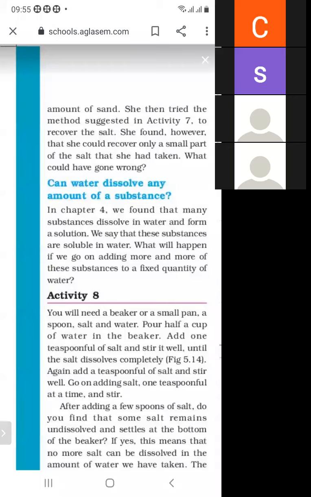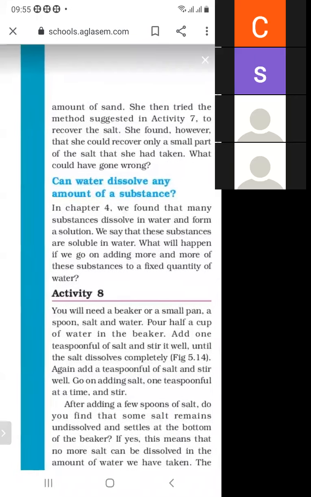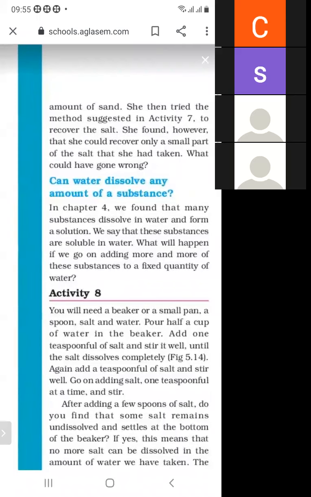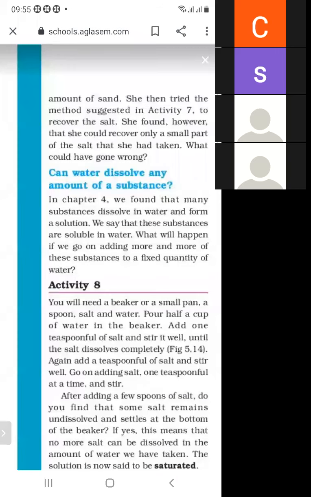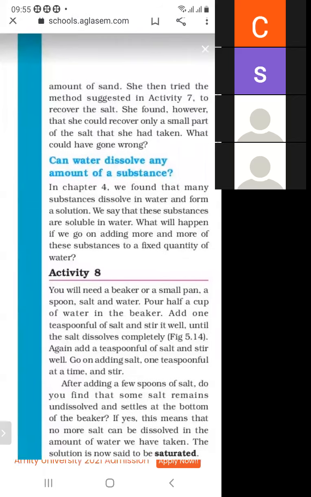The next topic is: can water dissolve any amount of substance? In chapter 4, we found that many substances dissolve in water and form a solution. We say that these substances are soluble in water. What will happen if we go on adding more and more of these substances to a fixed amount of water?